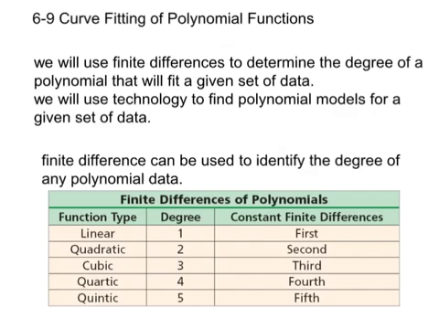Finite differences, those are the first differences, the second differences. If you remember when we tried to decide whether data gave us a quadratic model, we did a lot of second differences, because if our second differences were constant, then it was a quadratic model. So now we're going to try to figure out if it's linear, quadratic, cubic, etc. So finite differences can be used to identify the degree of any polynomial data.